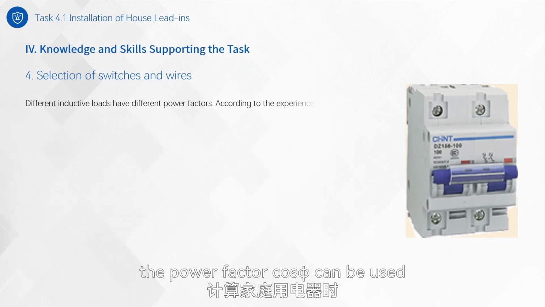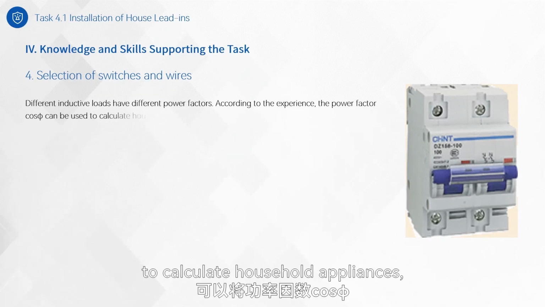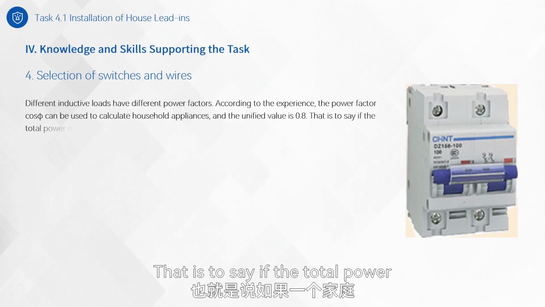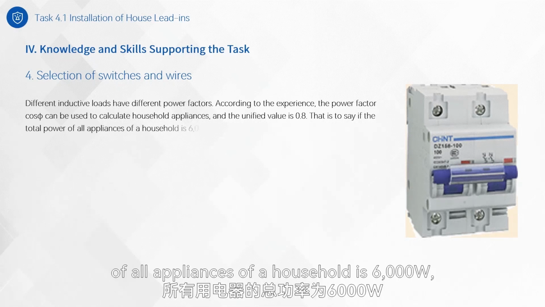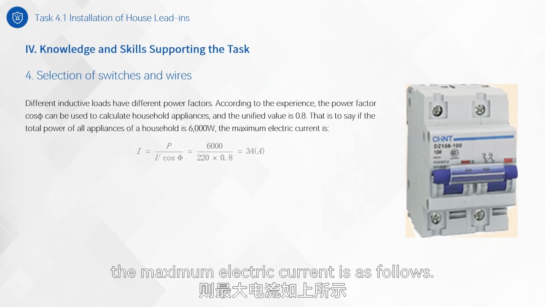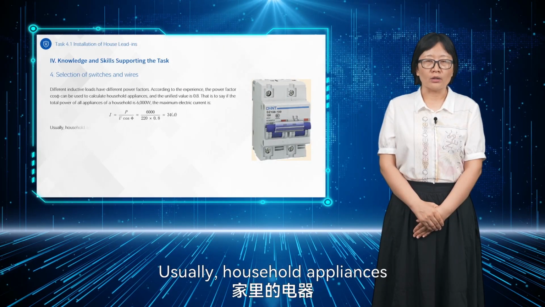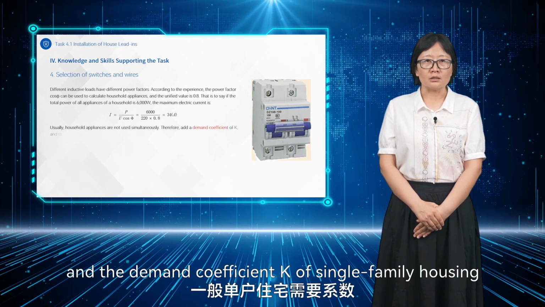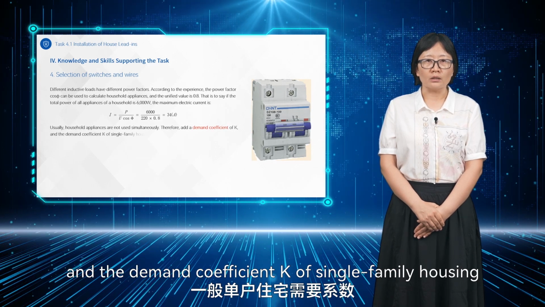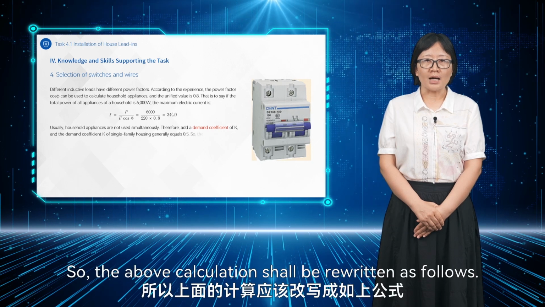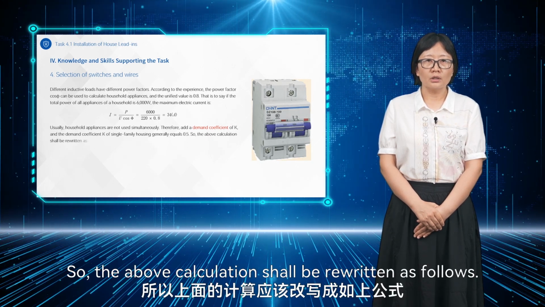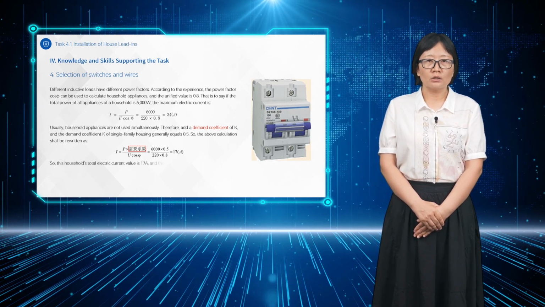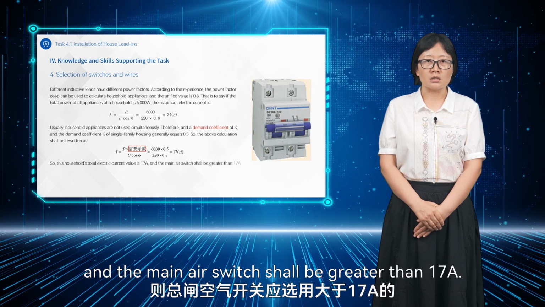According to the experience, the power factor can be used to calculate household appliances, and the unified value is 0.8. That is to say, if the total power of all appliances of a household is 6,000 watts, the maximum electric current is as follows. Usually, household appliances are not used simultaneously. Therefore, add a demand coefficient of K, and the demand coefficient K of single-family housing generally equals 0.5. So, the above calculation shall be rewritten as follows. So, this household's total electric current value is 17A, and the main air switch shall be greater than 17A.